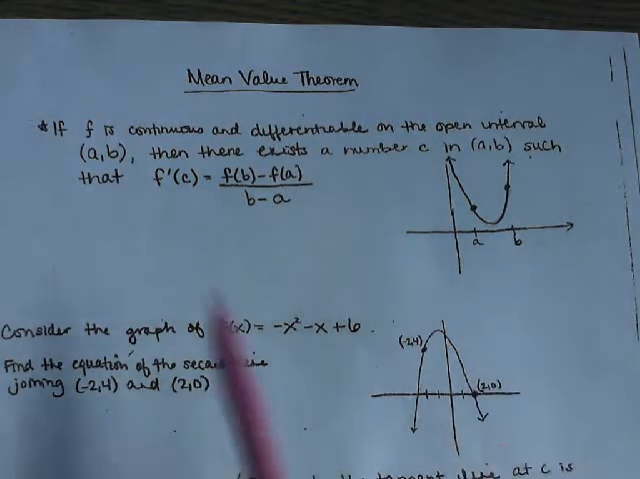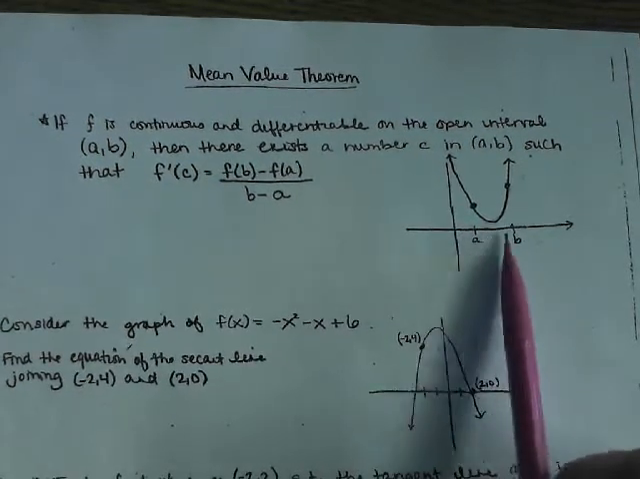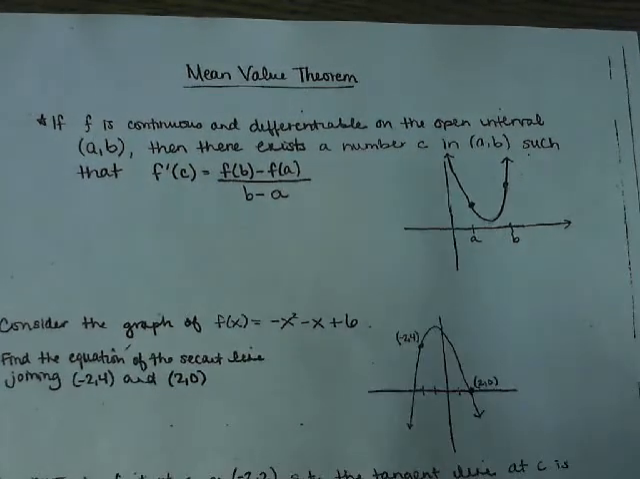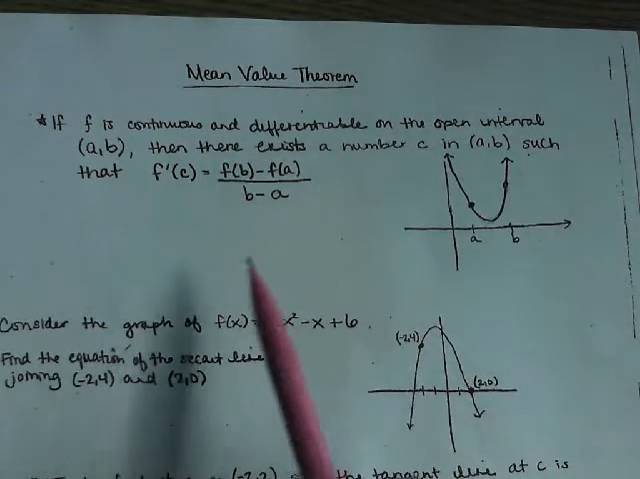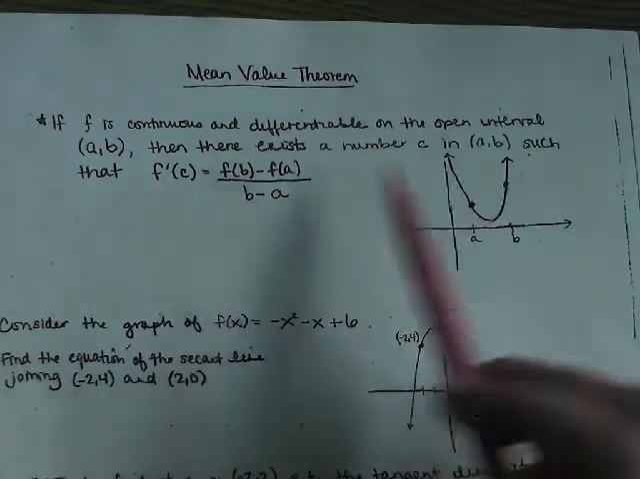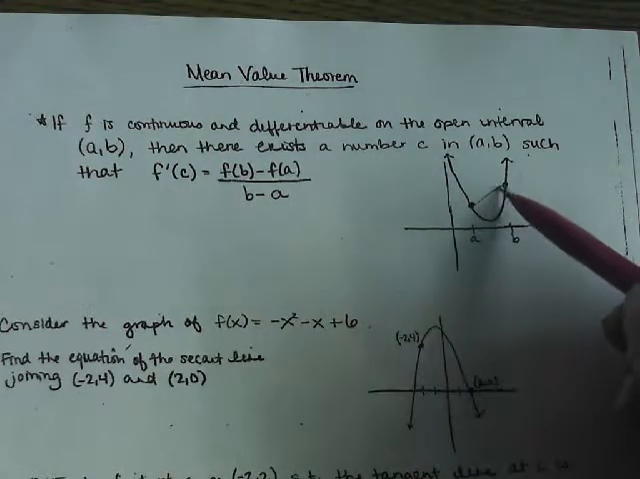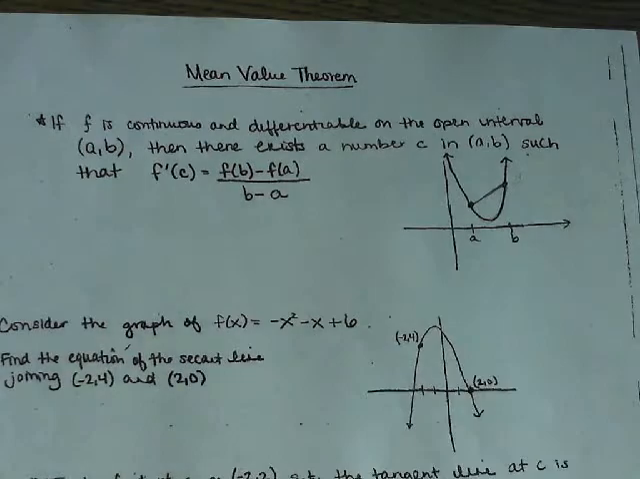And if that's the case, then there exists a number c somewhere in that interval. So somewhere between a and b, there will be a c value such that the derivative at c will equal the slope between the 2 points. So do me a favor and connect those 2 points.